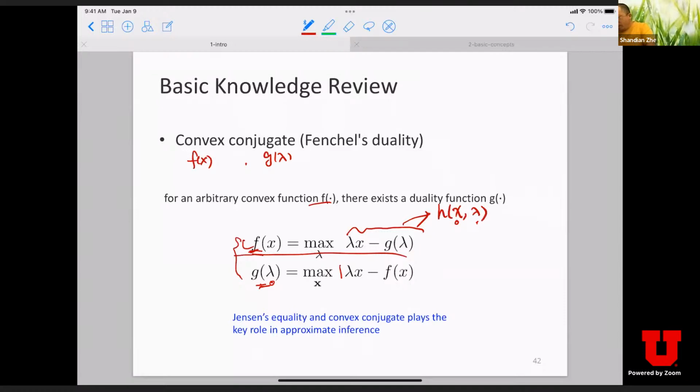Similarly, for the conjugate g of lambda, you can view this as another function, say beta of x and lambda. If you want to get the value at any specific lambda, you fix lambda and maximize this beta function with respect to x only. Then the maximum of beta will be the value of g of lambda. Does it make sense?